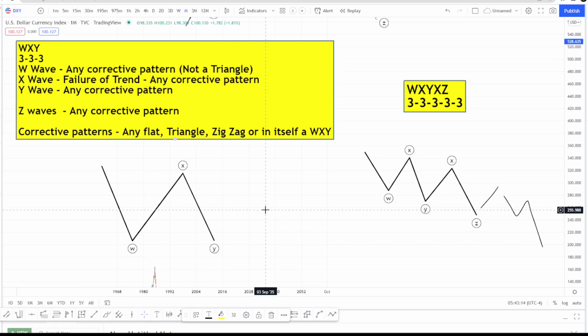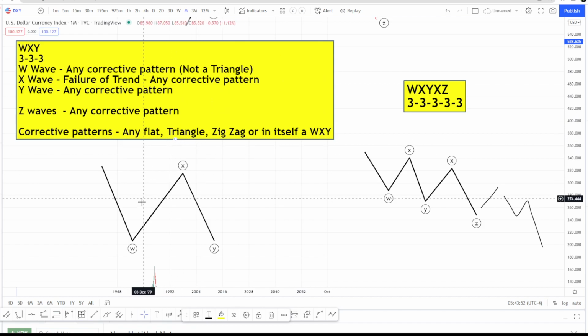Okay, this is where things get slightly more tricky, but honestly it's easy to understand once you get your head around it. WXY or WXYXZ essentially break down into 3-wave corrective patterns. And other than the fact that the W wave is not allowed to be a triangle, any one of these waves, W, X, Y, X or Z, can be any corrective pattern, i.e. any flat pattern, any zigzag pattern, or in itself a WXY pattern. They can also be triangles, but as we've said, the W wave is not allowed to be a triangle.